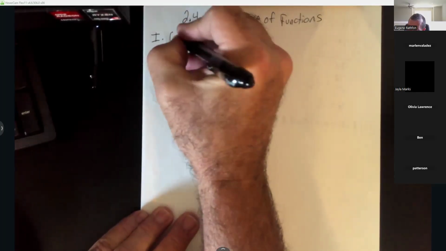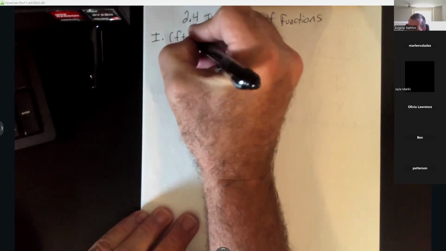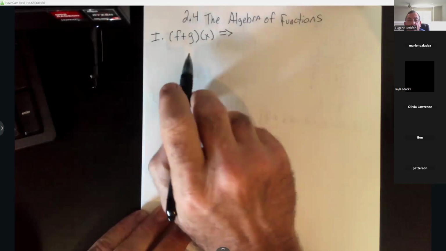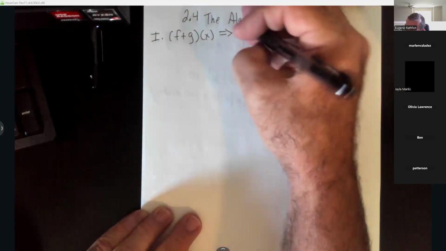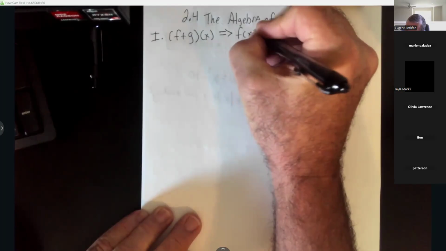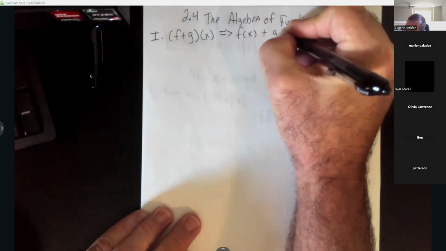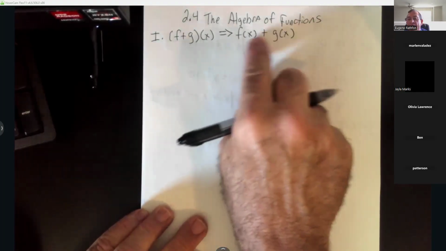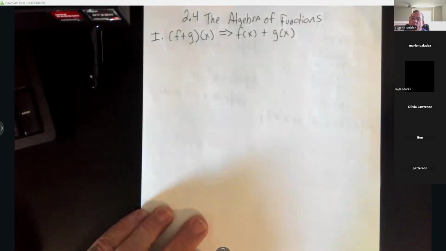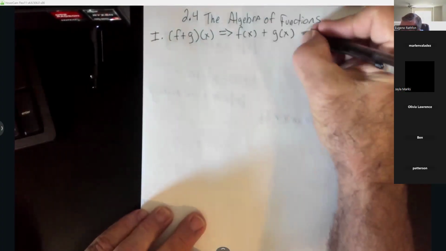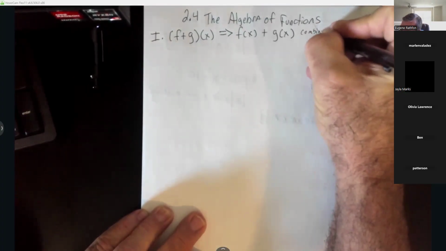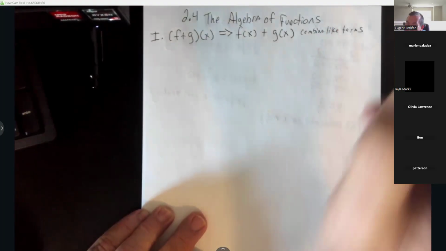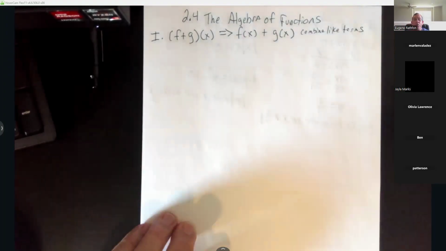We'll be doing f plus g of x. So y'all, when I see f plus g of x, they want me to take my f of x and add my g of x to it. When you're adding two functions, the only thing we can do is combine like terms. Okay? Combine like terms is all you can do when you're adding.